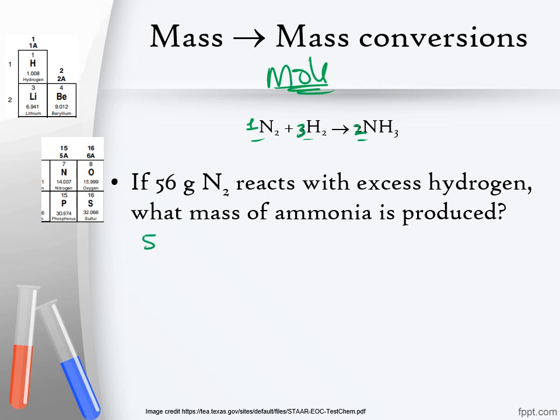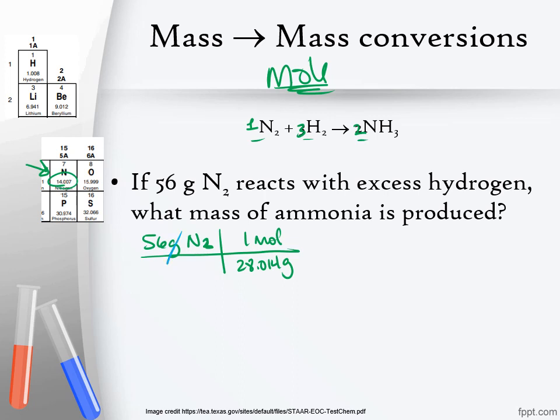So 56 grams of nitrogen. We're going to convert our grams of nitrogen into moles of nitrogen. How do I do that? We go to our handy dandy periodic table. So I have N2, nitrogen's mass is 14.007, but it's N2, so I'm going to double that, and I'm going to put 28.014 grams on the bottom, 1 mole on the top.